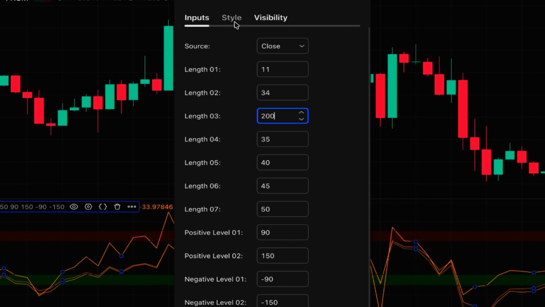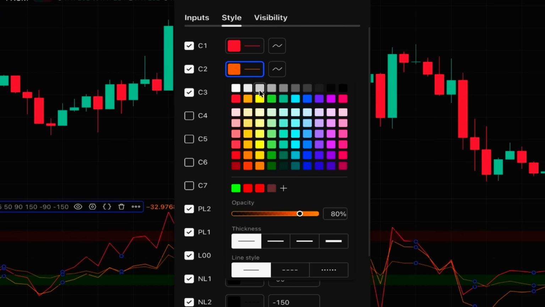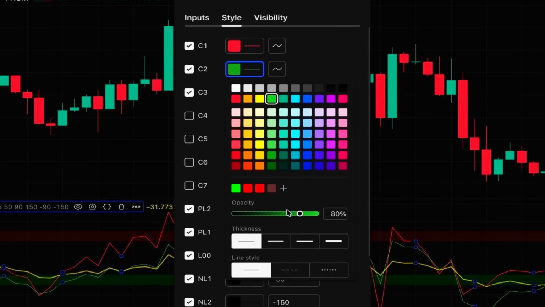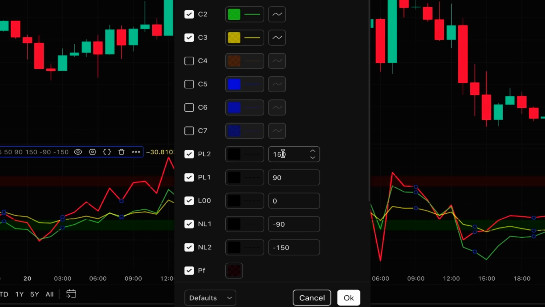And then we go to the style tab, and here for the first CCI we change the color to red, and then for the second CCI we change the color to green, and then for the third CCI we change the color to yellow. We also increase the thickness of the lines so they will be better visible on our price chart. And after that, here for overbought it should be from 90 to 120. And here for oversold from minus 90 to minus 120.